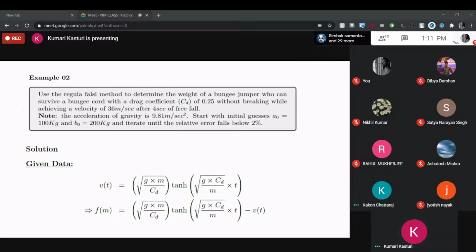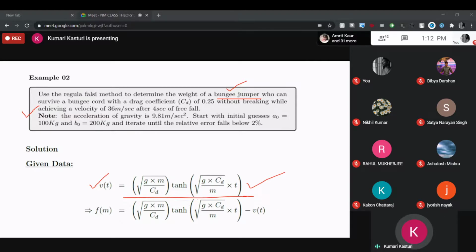Yes, ma'am. Please, all of you, carefully listen here. I will tell you the steps how to solve this one. Here it is a bungee jumper. Whenever the bungee jumper is falling to the ground, the velocity is v of t equal to, this is the equation from physics, the square root of g into m divided by cd, into tan hyperbolic of the square root of g into cd divided by m, into t. This is the equation for velocity.